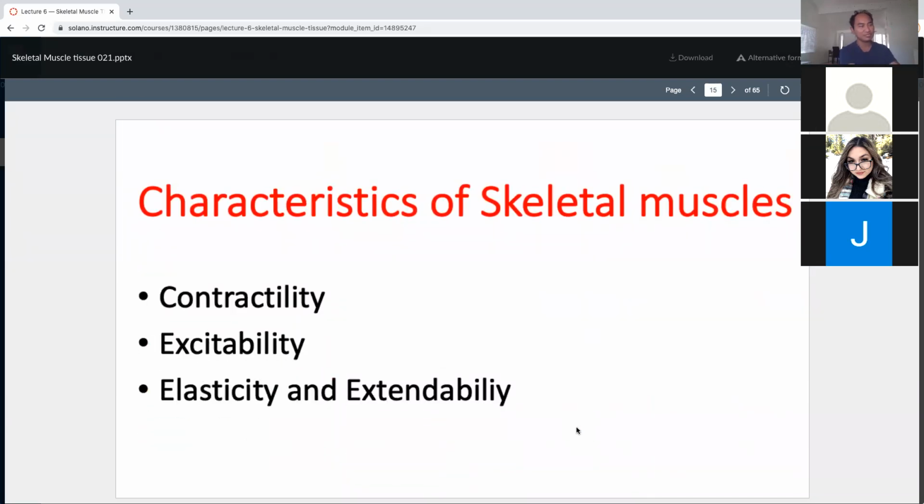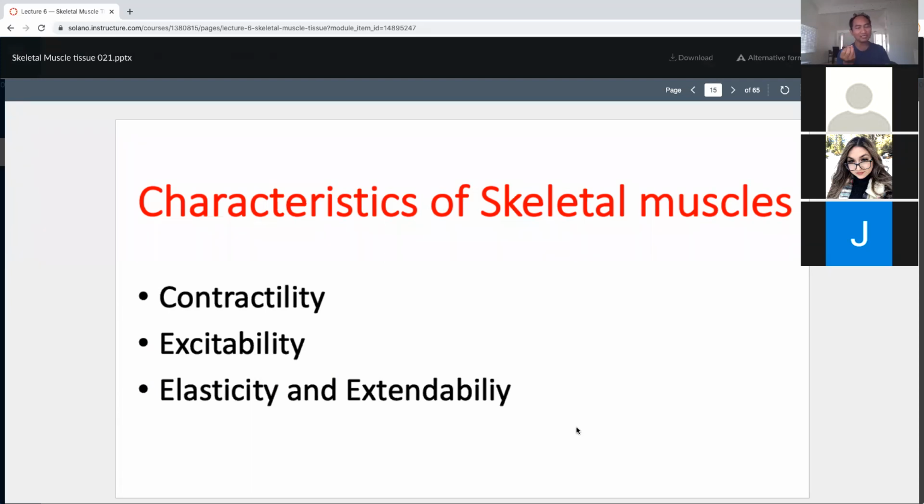Characteristics of skeletal muscles. I want you to remember that. I believe you guys know this already, because this is really important in our clinical practice. Contractility. So if you squeeze, the muscle will contract. If you put an electrode on top of a muscle, the muscle will contract.